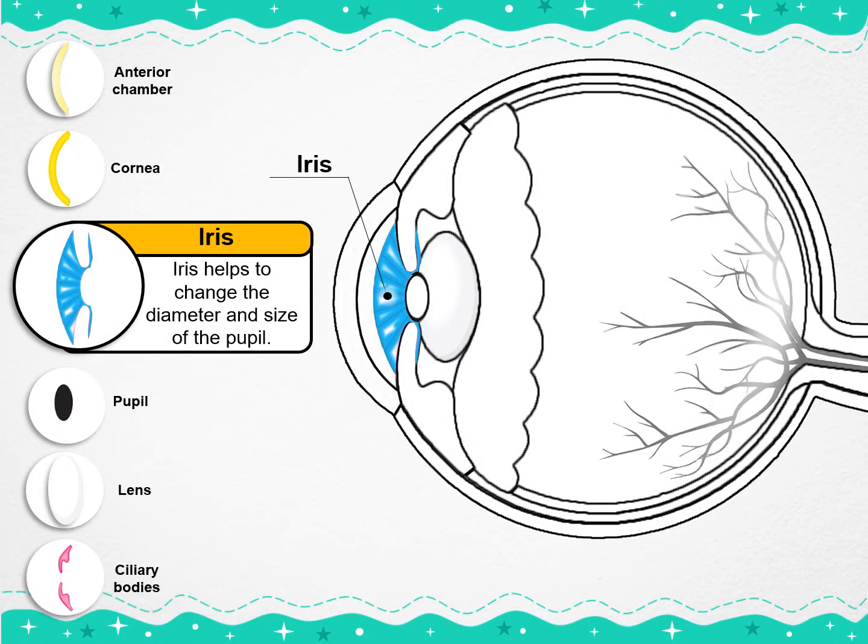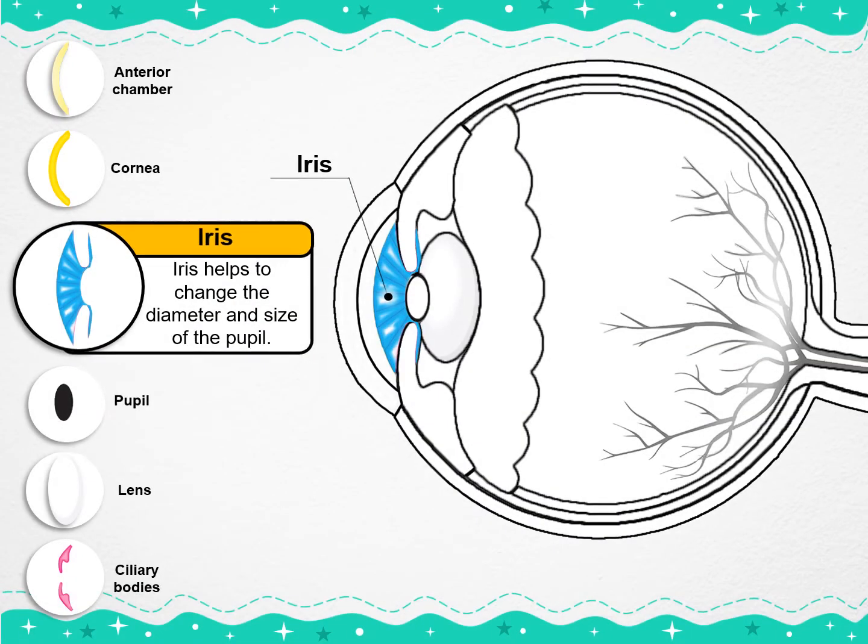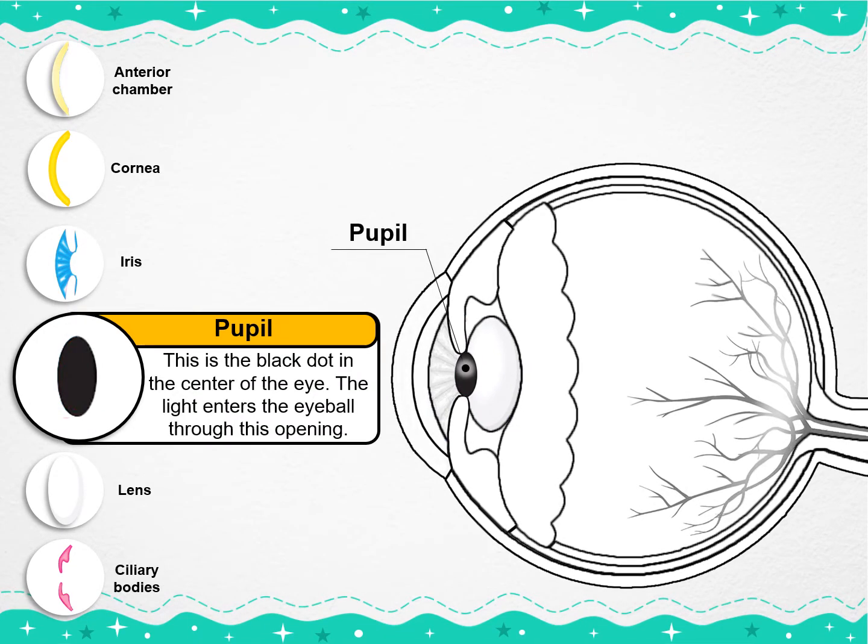Iris helps to change the diameter and size of the pupil. Pupils. This is the black dot in the center of the eye. The light enters the eyeball through this opening. So iris changes the sizes of the pupil dots to control how much light enters your eyes.